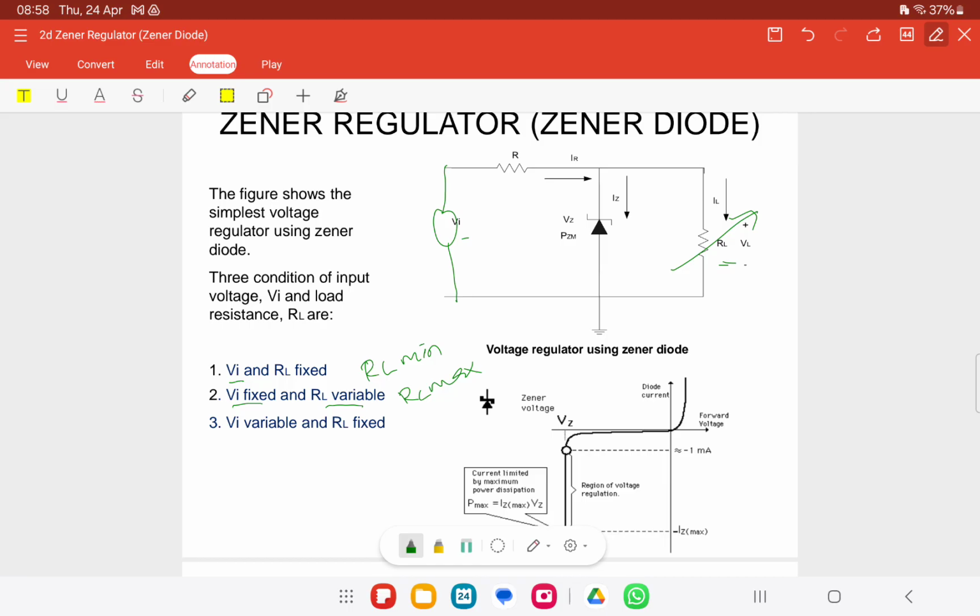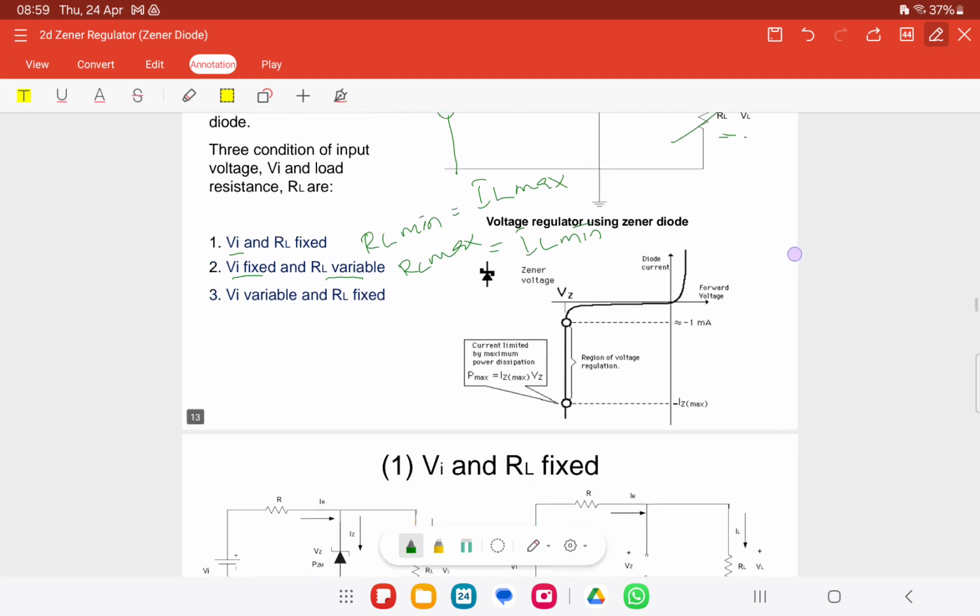When we have the RL min, automatically we will have IL, so IL max. When RL max, IL min. Why is one min and one max? Because I equals V over R. If the I is maximum, R is minimum, because this is inversely proportional. Okay, one will be big, one will be small. So that is for varying the variable resistor.